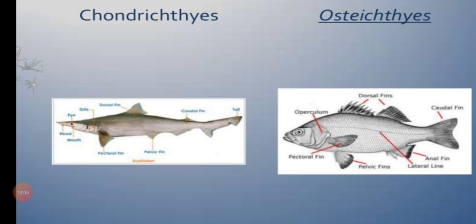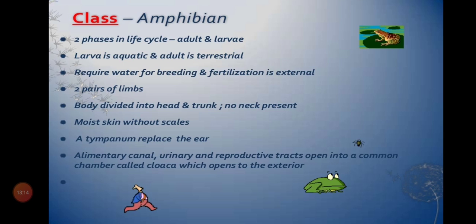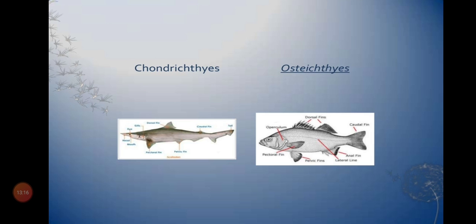Is that clear, children? And what are the organs present in the body? We can see organs like the heart and a closed circulatory system. The heart is two-chambered, one auricle and one ventricle. As I have told, they possess some special organs like electric organs, as in the example of Torpedo, and some possess poison stings like Trygon. So these are some special characteristics seen in the Chondrichthyes.